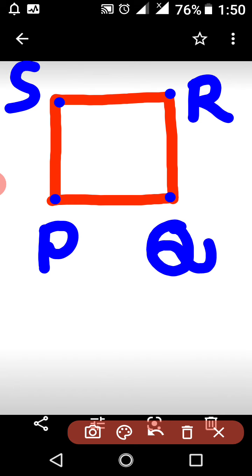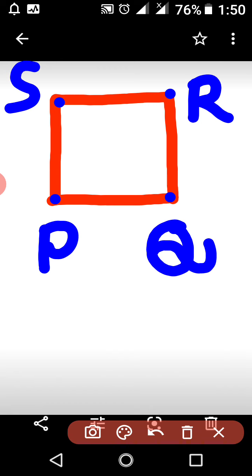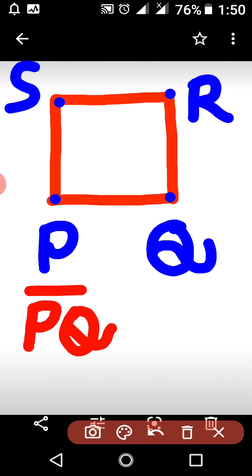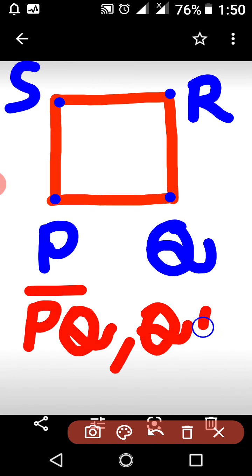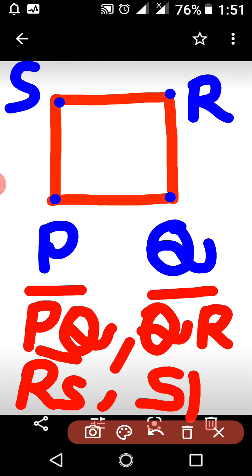I said you can write either clockwise or anti-clockwise direction. Now I am going to start with P here. You can start by any letter, nothing will happen. PQ is one of the side, QR, this is the second one, RS, this is third one, SP, this is the fourth side. So now we have 4 sides for this quadrilateral, which is known as a square.